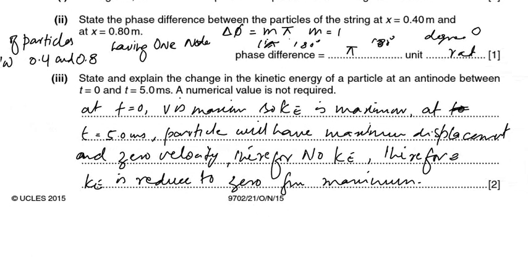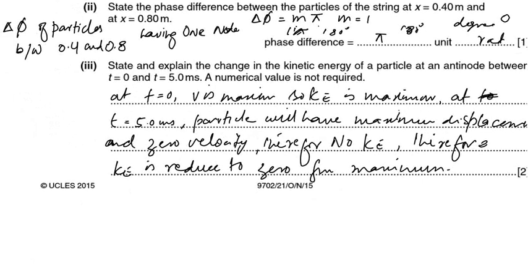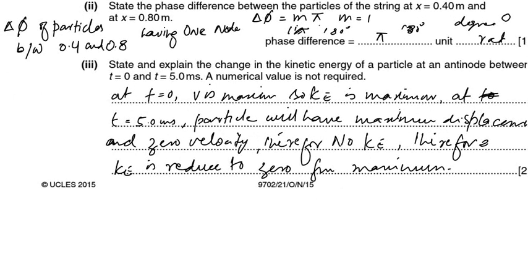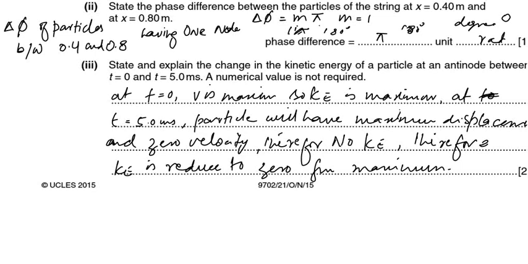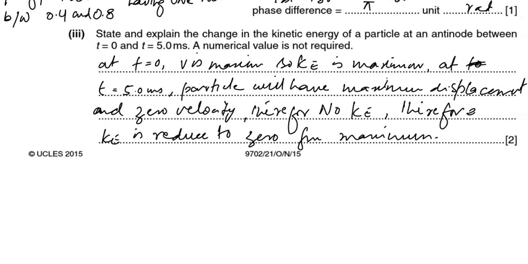State and explain the change in the kinetic energy of a particle at an antinode between t equals 0 and t equals 5 milliseconds. A numerical value is not required. So at t equals 0, speed is maximum, so the kinetic energy is maximum. But at 5 milliseconds, where the antinode is formed, the particle will have the maximum displacement and zero velocity. And whenever velocity is zero, there will be no kinetic energy. Therefore, the kinetic energy is reduced to zero from the maximum.